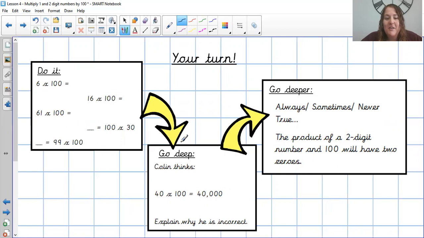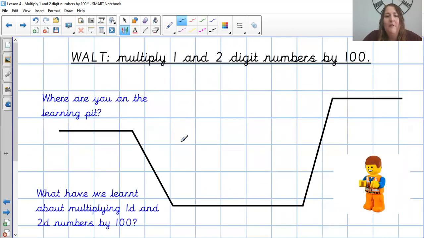Okay, huge well done. Hopefully you found that quite simple again this morning. And hopefully, if you did find it really simple, that you can say where you are on the learning pit. Maybe you found that quite simple, all of your number sense knowledge coming through, multiplying by 100, fairly straightforward. I look forward to seeing that if you send that in today. And I promise you that we're going to use this recapped knowledge tomorrow when we do some different multiplication.